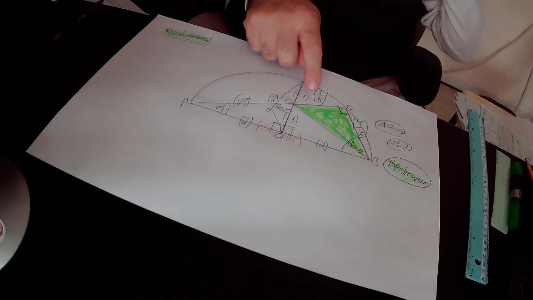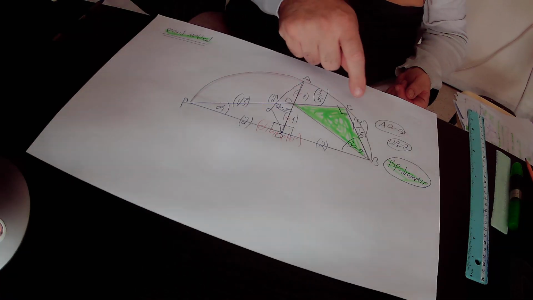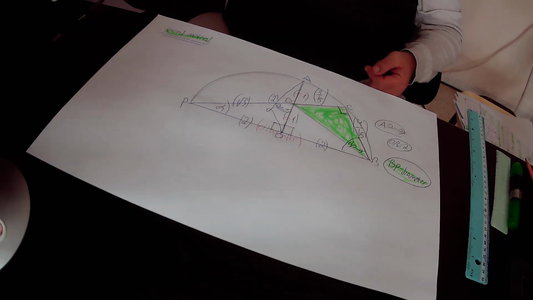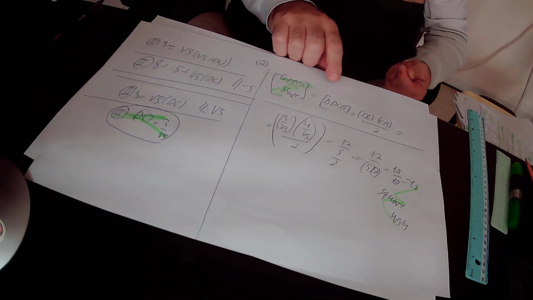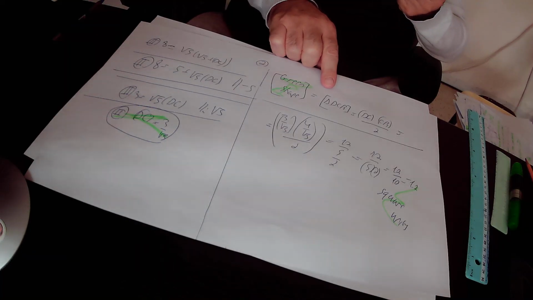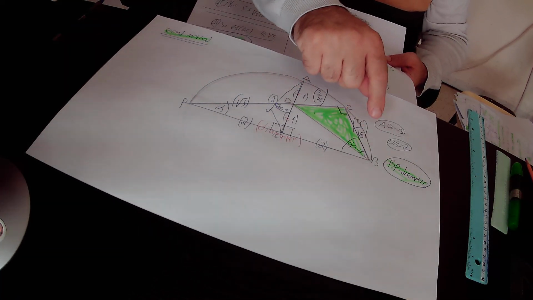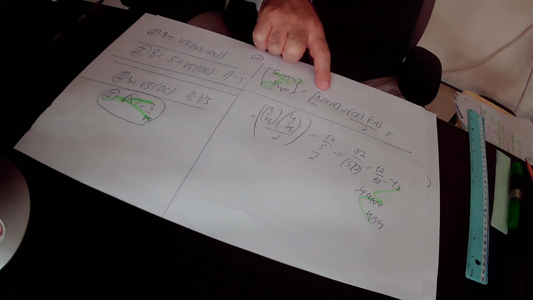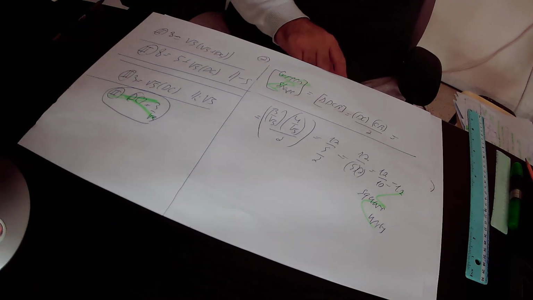Our task is to find the area of this green shape. The green shape is actually the right triangle DCB. The area of this green right triangle DCB equals the base DC times the height CB over 2.